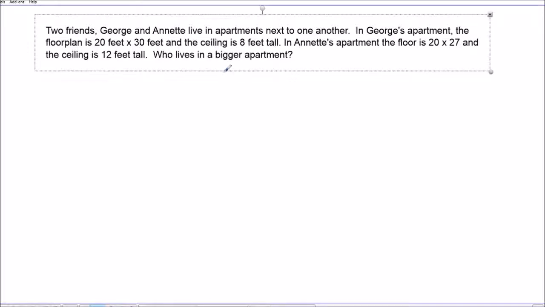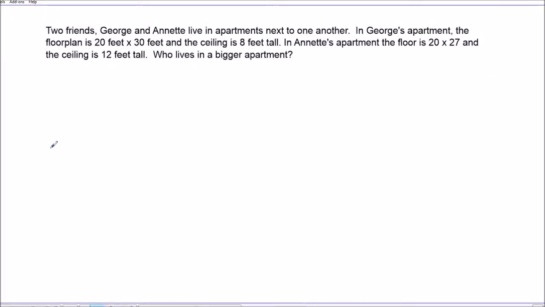Well, a realtor who was marketing it would definitely say that George has a bigger apartment. 20 by 30 is bigger than 20 by 27. However, if you've ever been in a building that has really high ceilings or really small ceilings, you know that ceiling height matters. So let's do a mathematical comparison of these 2 apartments to determine what we think is a larger or bigger apartment. The way I'm going to do this is with a table. So let's do an area calculation, and let's do a volume calculation.